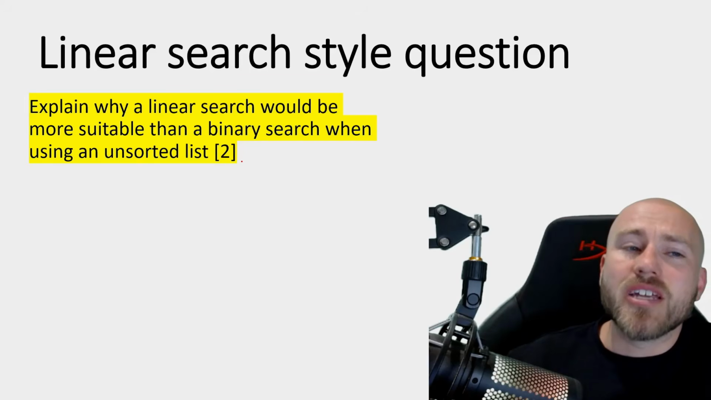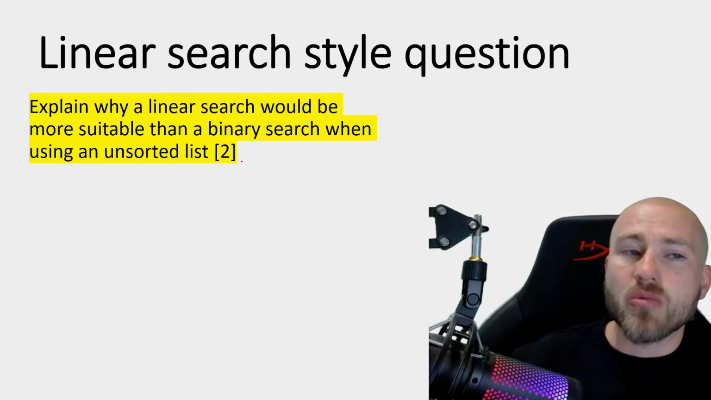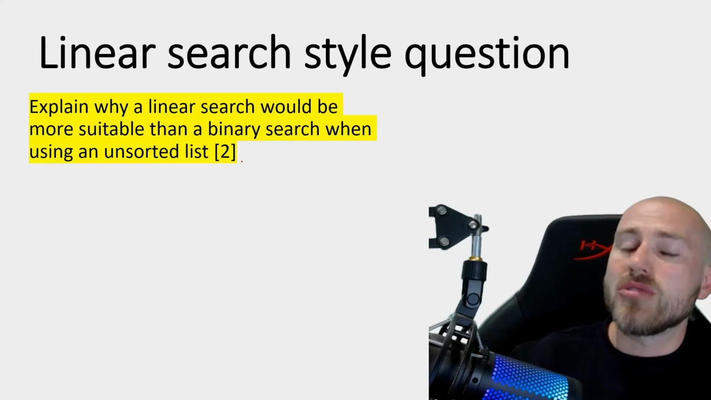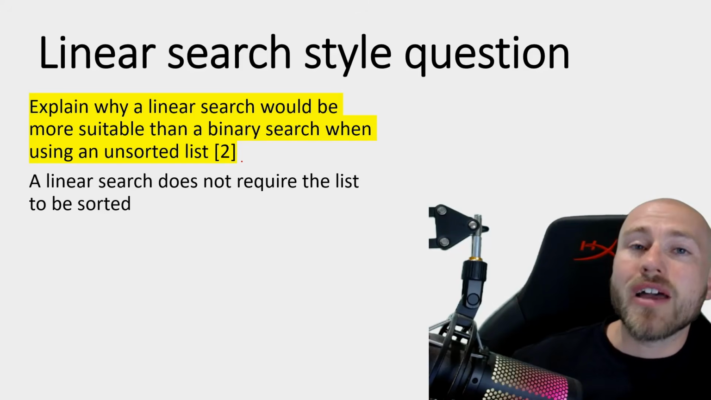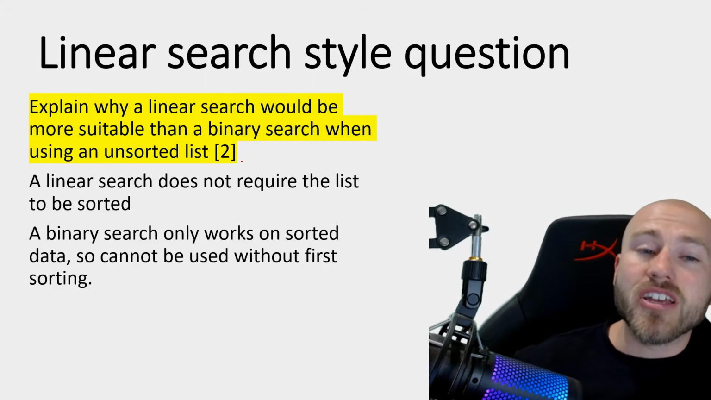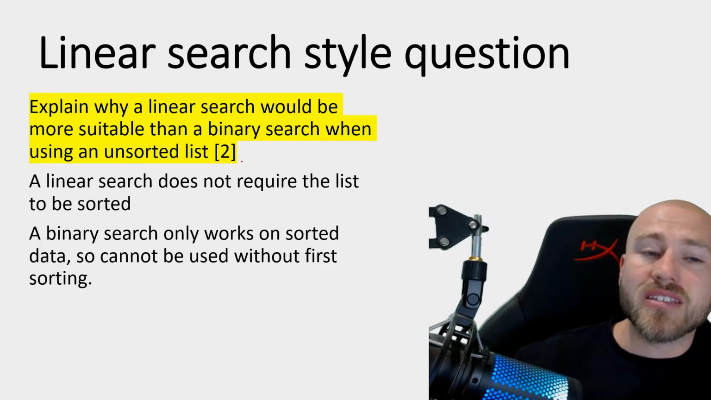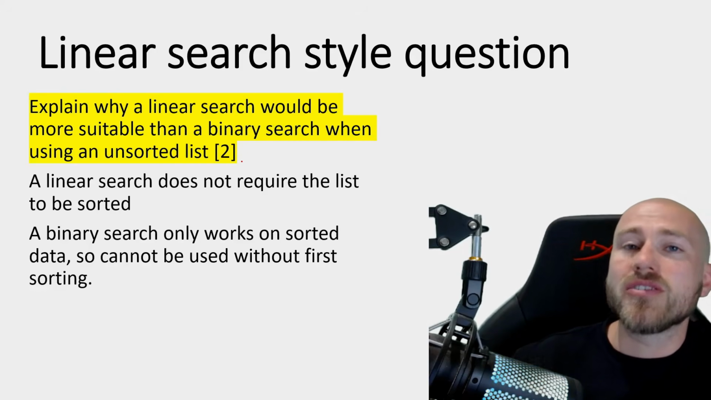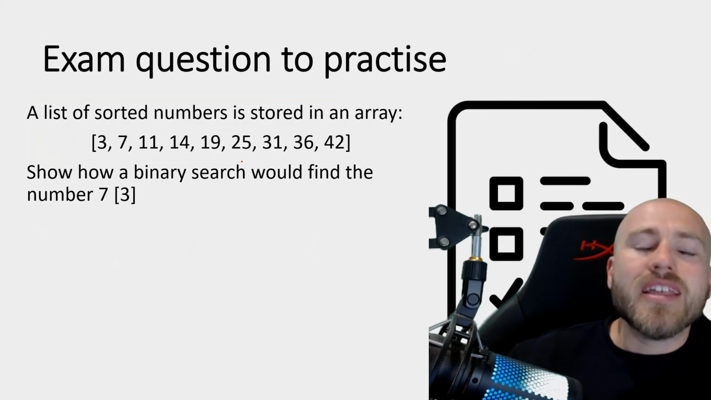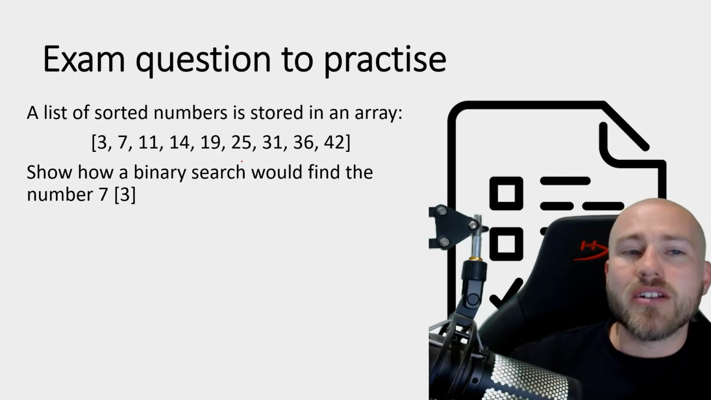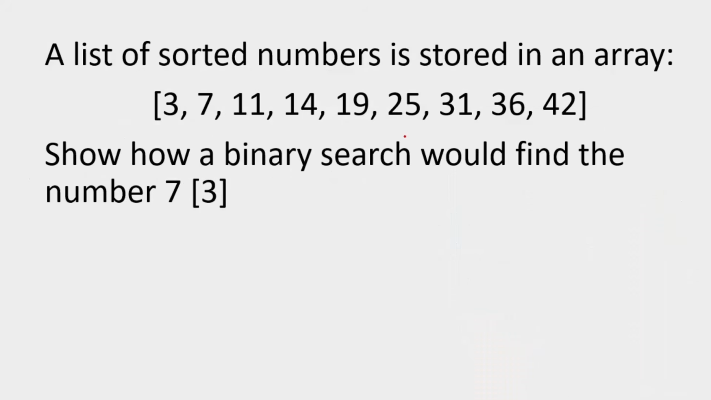Explain why a linear search would be more suitable than a binary search when using an unsorted list. So it's only a 2-mark answer, and what you could write is a linear search does not require the list to be sorted. A binary search only works on sorted data, so cannot be used without first sorting. So we've got a question for you to practice using the binary search. A list of sorted numbers is stored in an array. Show how a binary search would find the number 7.